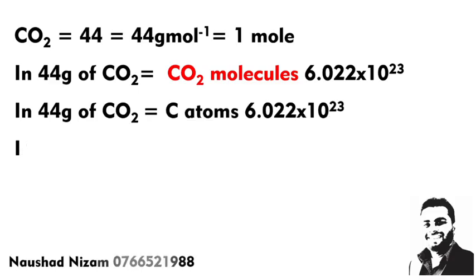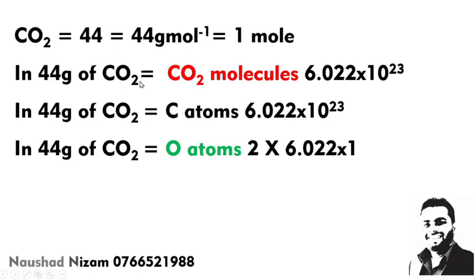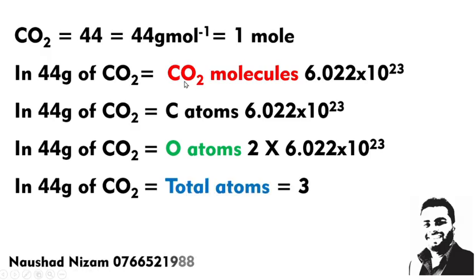So what do you find here? I'll show you a simple calculation. In 44 grams of carbon dioxide, that is 1 mole. In 1 mole, you have this number of molecules. In 44 grams of carbon dioxide, the number of carbon atoms is the same as the number of carbon dioxide molecules. But when it comes to oxygen atoms, inside the carbon dioxide molecule there is this much carbon, and the oxygen is double. Look at this calculation, it's double.